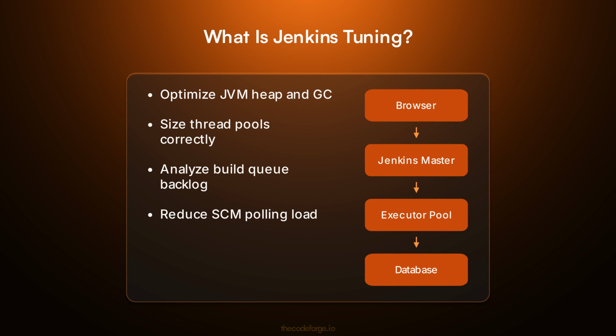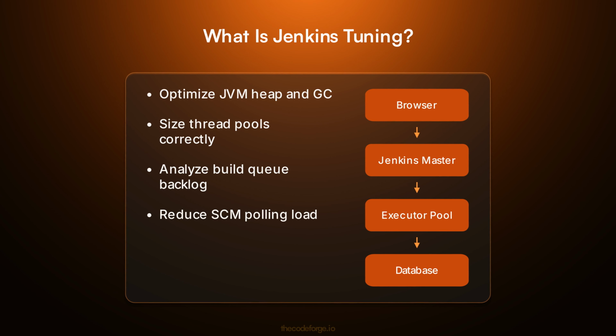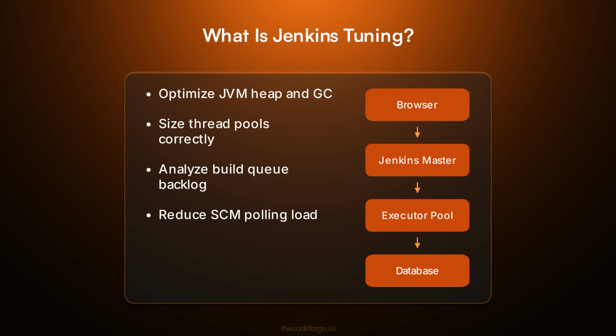Jenkins performance tuning is the practice of optimizing master and agent configurations to reduce build queue times, minimize GC pauses, and ensure reliable CI/CD throughput. Key areas include JVM flags, executor counts, and plugin management.